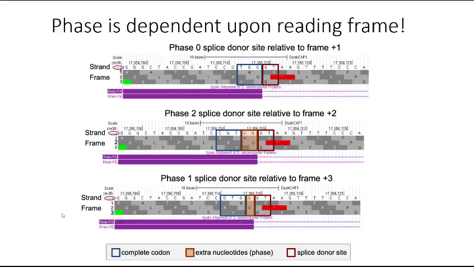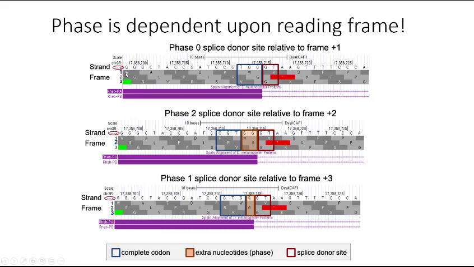Now, the tricky thing when we look at the genome browser is that the phase of an exon-intron boundary is dependent upon which reading frame you are using for that particular exon. When we look at the bases in the genome browser, when we zoom in far enough, you can actually see these individual bases, and the 3 different reading frames are shown below them. This would be reading frame 1, 2, and 3.